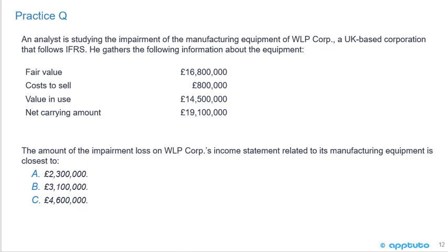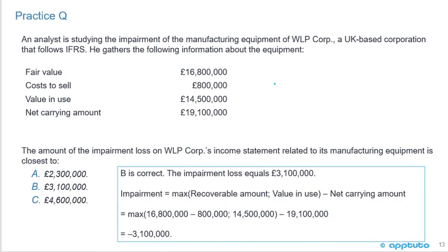One last practice question to finish this LOS. An analyst is studying the impairment of the manufacturing equipment of WLP Corp., a UK-based corporation that follows IFRS. He gathers the following information about the equipment. The fair value, £16,800,000. Cost to sell, £800,000. Value in use, £14,500,000. And the net carrying amount, £19,100,000. The amount of the impairment loss on WLP Corp's income statement related to its manufacturing equipment is closest to A, £2.3 million, B, £3.1 million, or C, £4.6 million.